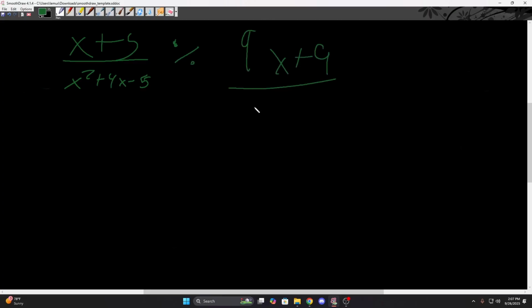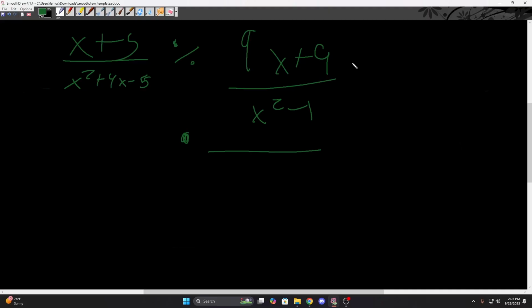Okay, so the last question is x plus 5 over x squared plus 4x, oh wait, no, not plus, my bad, minus 5, divided by 9x plus 9 over x squared minus 1. Here, what you want to do is turn it into multiplication. So basically, that means the numerator becomes the denominator and the denominator becomes the numerator.